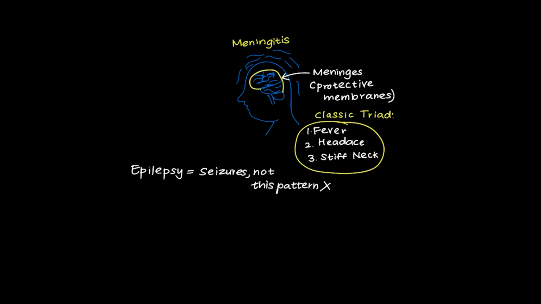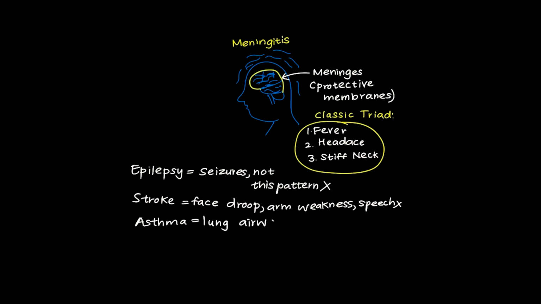Epilepsy causes seizures from abnormal brain signals, not this symptom pattern. Stroke involves blocked blood flow to the brain with different symptoms: facial drooping, arm weakness, speech problems. Asthma affects airways in the lungs, not the brain.